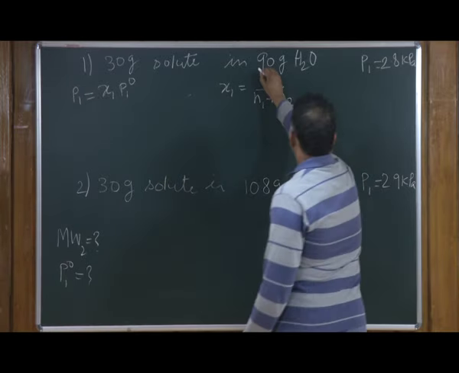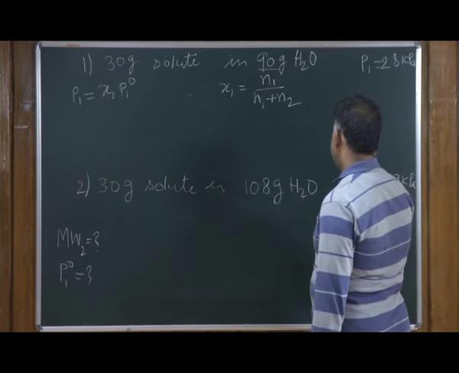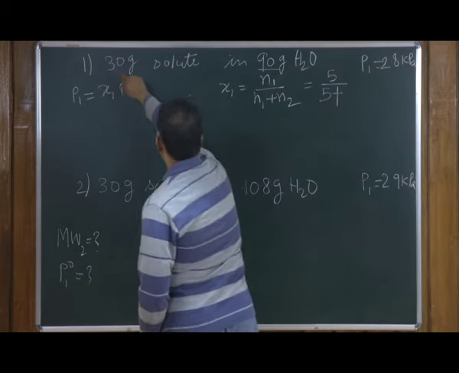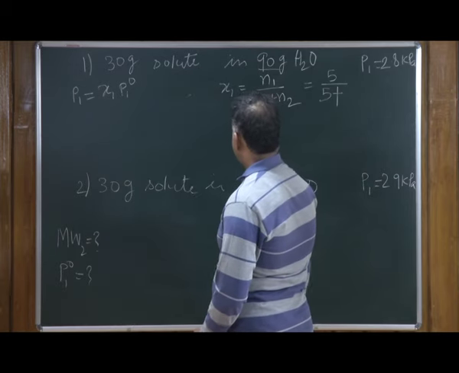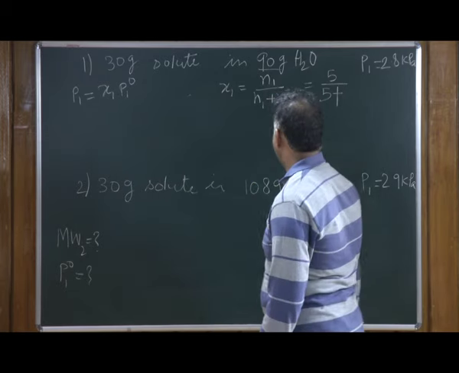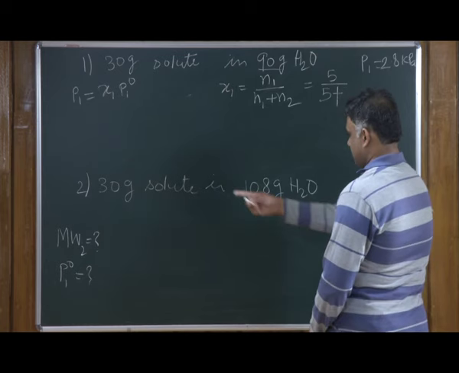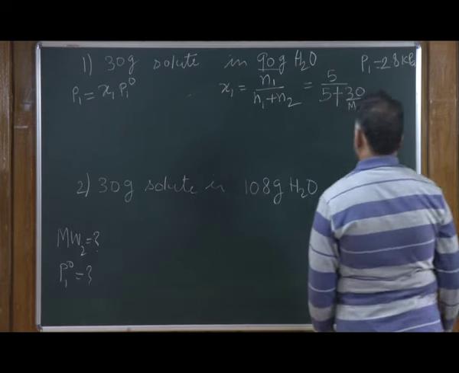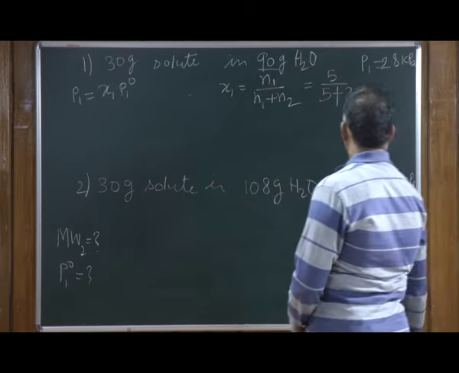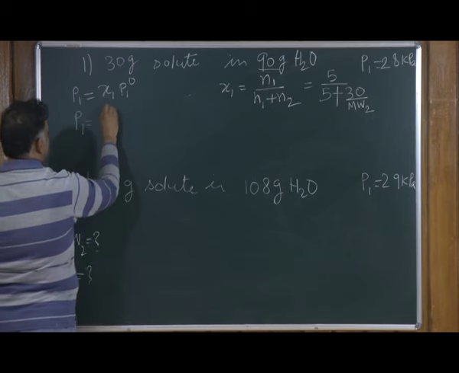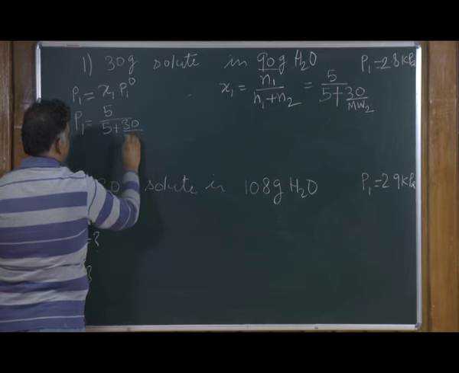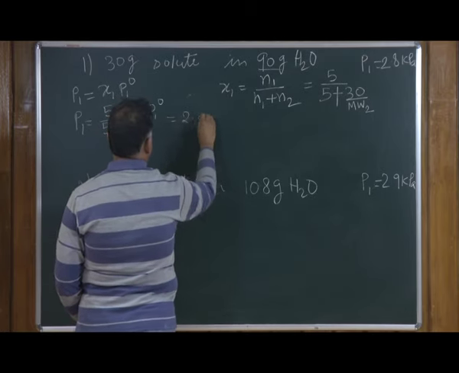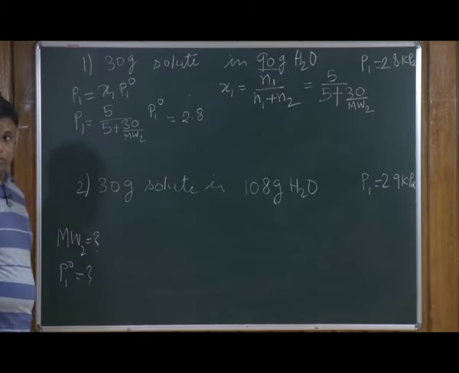Okay, so 90 gram of water, the molecular weight of water is 18, so we have simply 5 moles. So, N 1 is 5. What about N 2? For N 2 we are given 30 gram of solute and the molecular weight is unknown, that is what we have to figure out. So, we will just put moles of solute in terms of molecular weight of solute. So, that would be 30 gram divided by molecular weight of solute. Okay. So, this is x 1. Now, we can take this and put it in here and we get P 1 is equal to 5 divided by 5 plus 30 by the molecular weight of solute, multiplied by P 1 0. And that is equal to 2.8 kilopascal, and so we are going to calculate P 1 0 also in kilopascal.